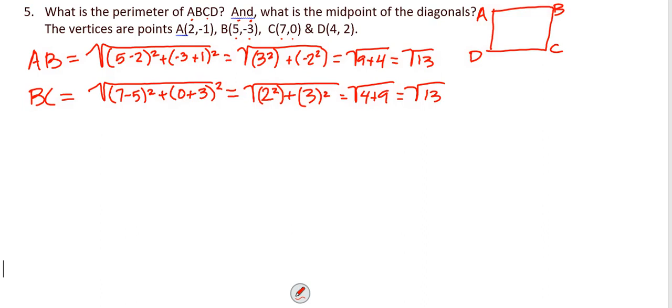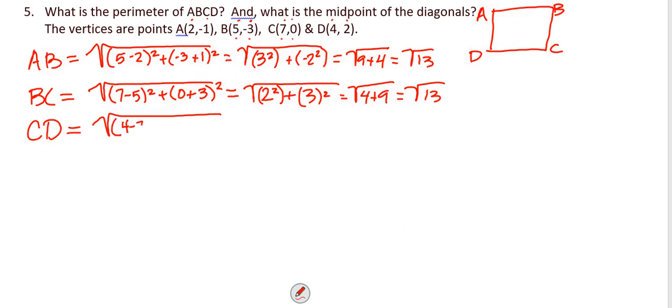Then we've got CD. CD is equal to, again, we're going to talk about x1, y1, x2, y2. So that's what we're using in this one.